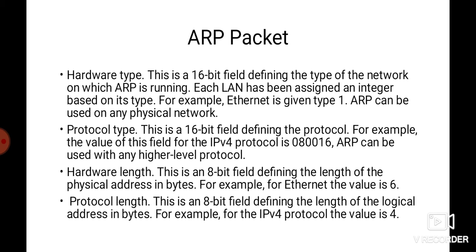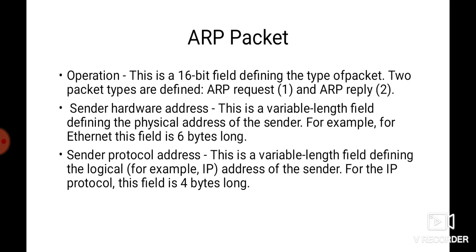Next, we have hardware length. This is an 8-bit field defining the length of the physical address in bytes. For example, for Ethernet, the value is 6. Protocol length. This is an 8-bit field defining the length of the logical address in bytes. For IPv4, it is 4. Next, we have operation. This is a 16-bit field defining the type of a packet. Two packet types are defined: ARP request and ARP reply. So 1 is for ARP request and 2 for ARP reply.